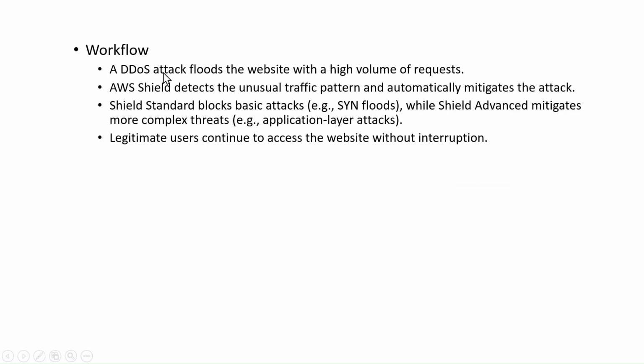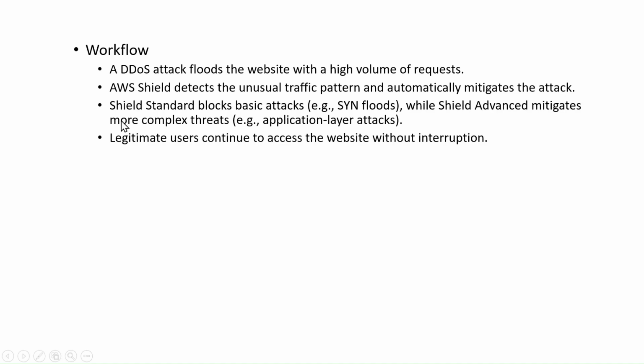Workflow. A denial of service attack floods the website with a high volume of requests. So the intruder or the attacker will send a high volume of requests within a fraction of a second. The AWS Shield detects the unusual traffic pattern. Previously Shield hasn't come across this kind of simultaneous requests, so it is found to be an anomaly, an unusual traffic pattern, and it automatically mitigates the attack.